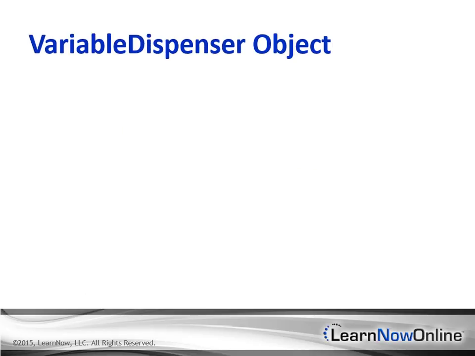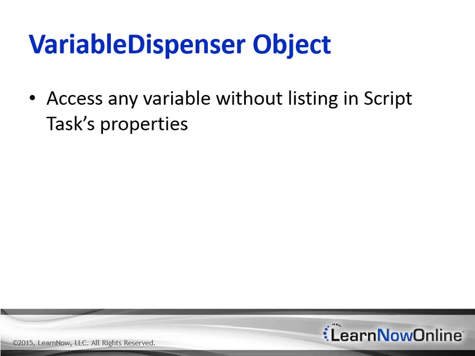Okay, so that's how you access variables using the Dts.Variables collection. The other way to access package variables from within your code is to use the VariableDispenser object of the Dts object. This object allows you to access any variable defined within your package, regardless of whether you've listed it in your script task properties. This probably sounds attractive, but there is one big catch.